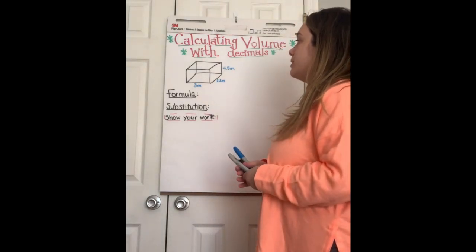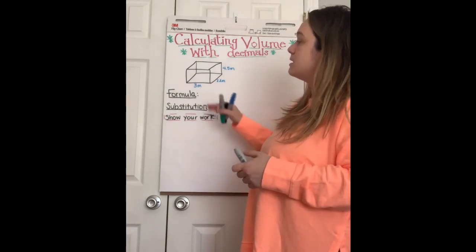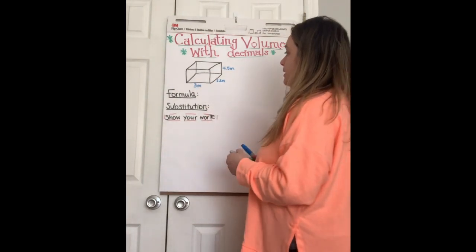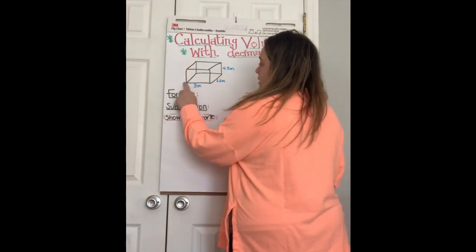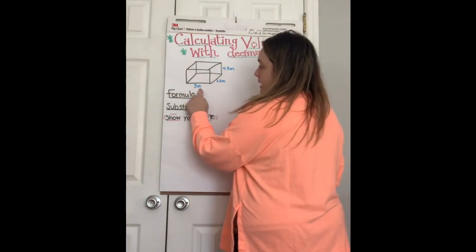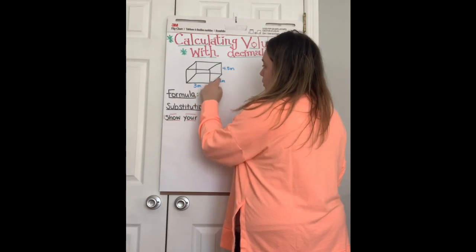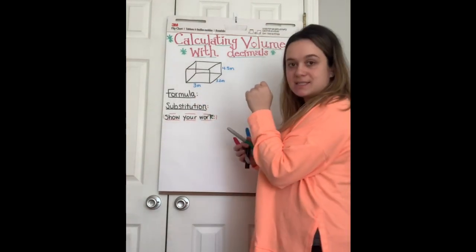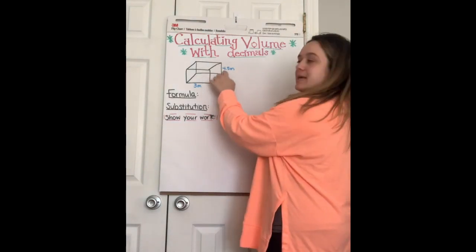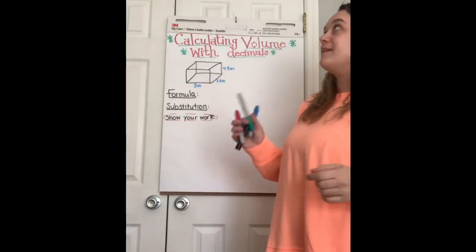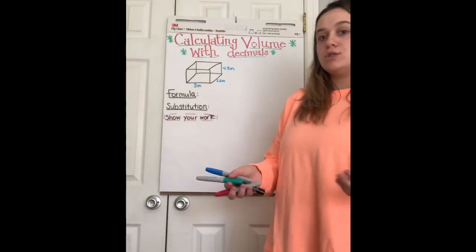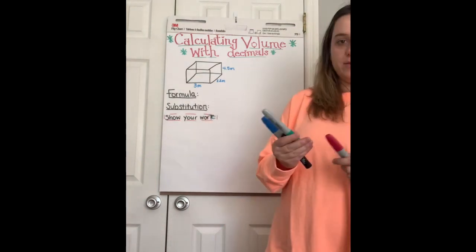So here's the example that we have. Here's this rectangular prism. And as we see right over here, our length is 3 meters. Our width is 2 and 2/10 meter, and then our height is 4 and 5/10 meter. Okay, so we're going to start off with writing the formula for volume.